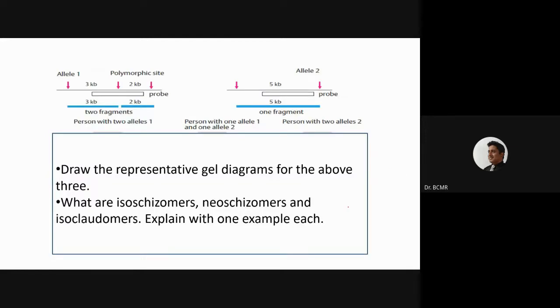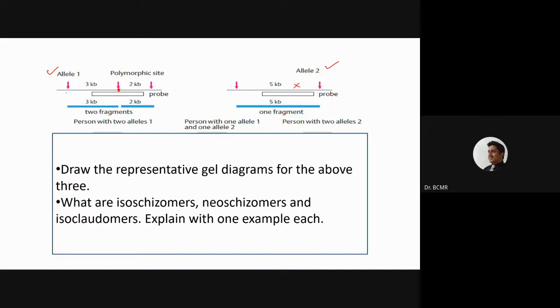So if you can take a paper and pen, it will be nice if you can do this along with me. Here is an allele. It's just a simple exercise. Here is allele 1 and allele 2 of a particular gene, say gene X. There is only one difference between them. That is, allele 1 has a restriction site here, whereas allele 2 does not have a restriction site.